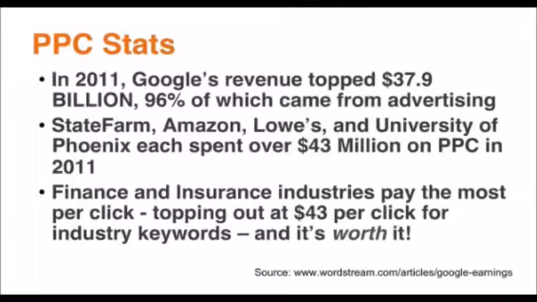Here's some interesting information about some companies that you've probably heard of: State Farm, Amazon, Lowe's, and University of Phoenix. Each spent over $43 million on PPC in 2011. And in terms of industries and what they're paying per click, it's pretty interesting to see finance and insurance industries pay the most per click, topping out at $43 per click for those industry keywords.